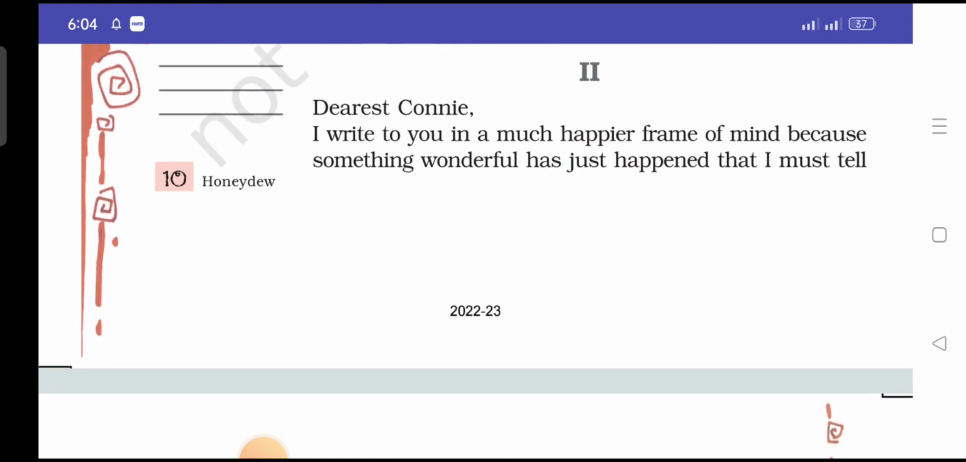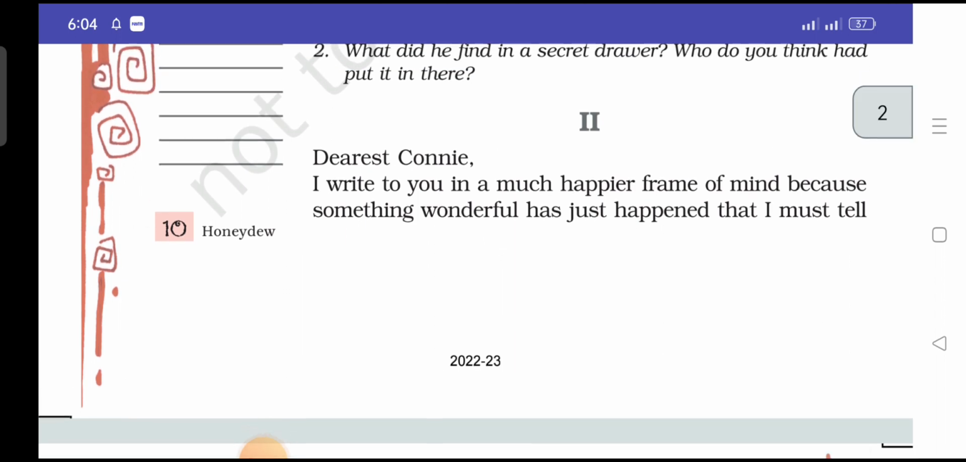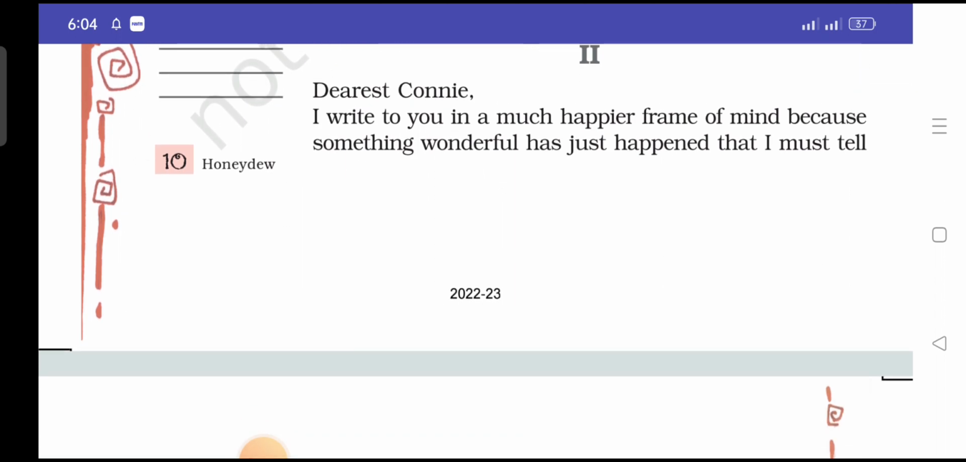Now we come to our second one, which I was going to start today, but because I know that I have not explained you very nicely in part 1, so I wanted to make up for my mistake, and I have started it from part 1 only. Now, dearest Connie, till now we don't know who Connie is. Okay, we can assume that she was a friend of Jim.